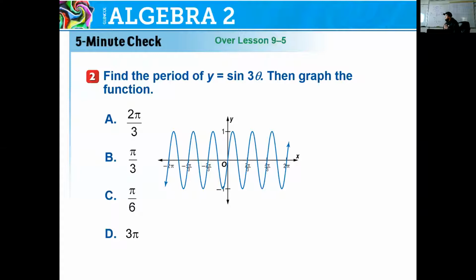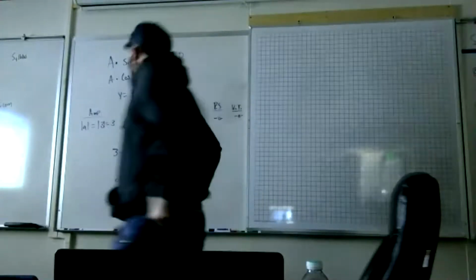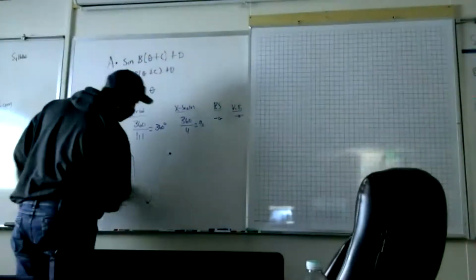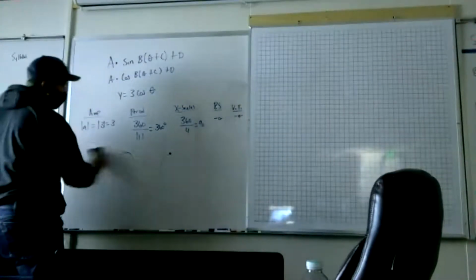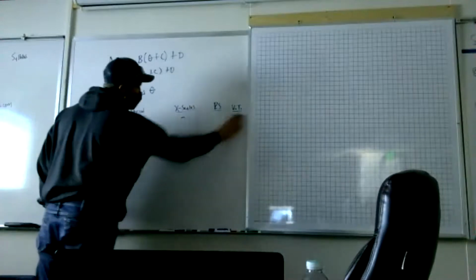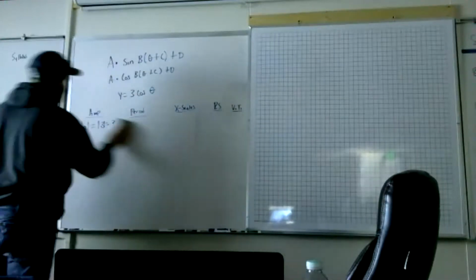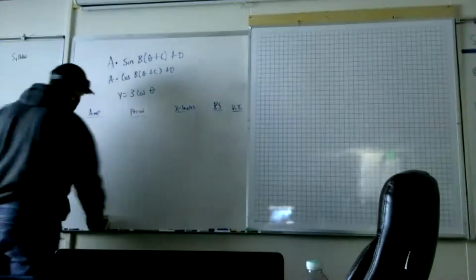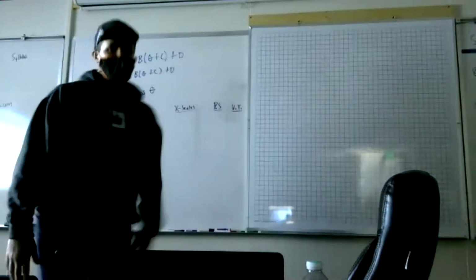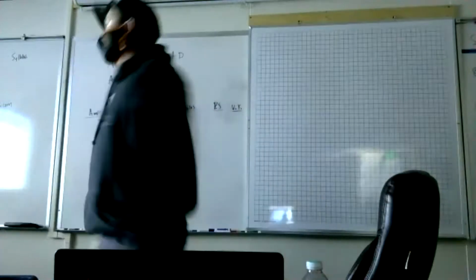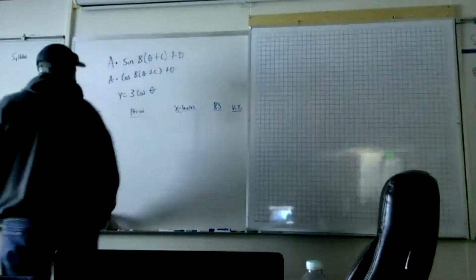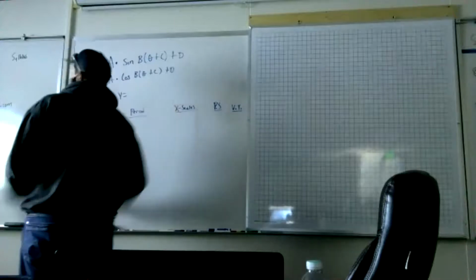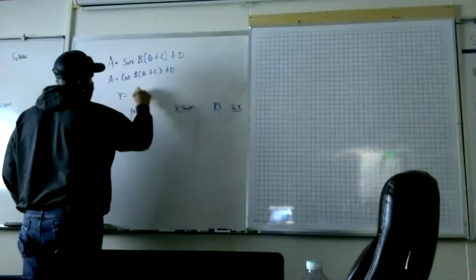So here we have: find the period of y equals sine of 3 theta, then graph the function. We're going to use our same information, but this time we're going to do it in radians, because the x scales that are given to us are in radians. The beautiful thing is everything is still the same. It does not change if you're dealing with degrees or radians. It's the same process. So we're given y is equal to sine of 3 theta.